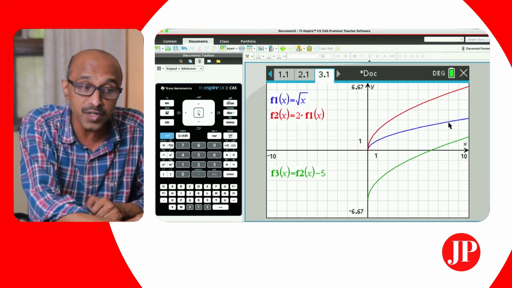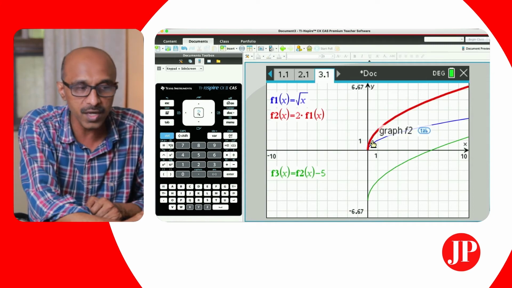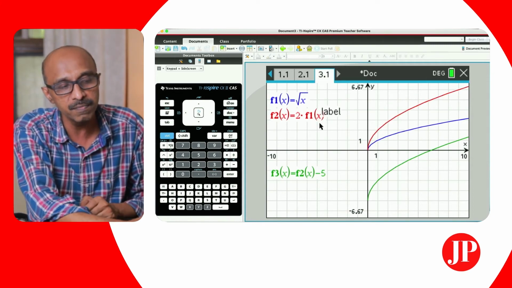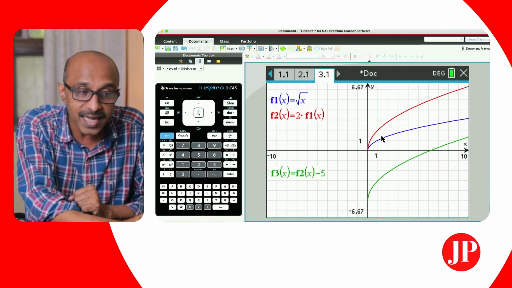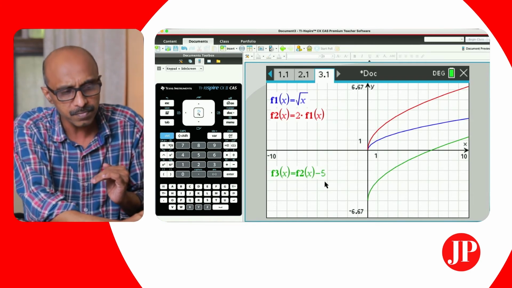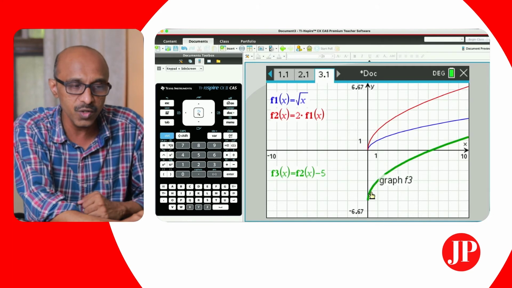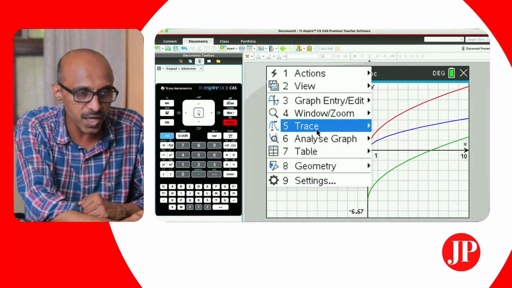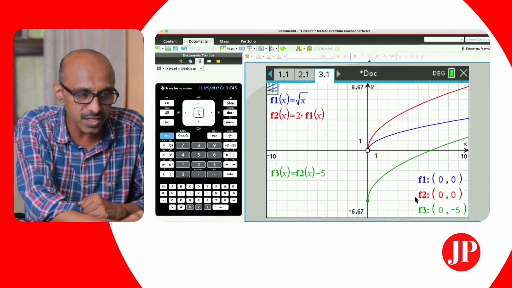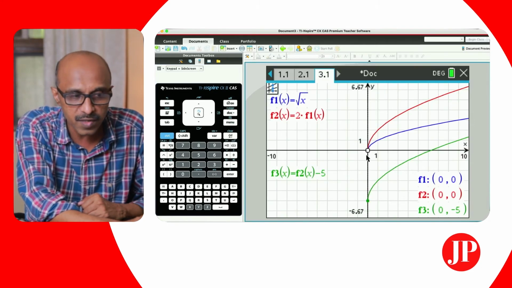So here's my original function. Blue is the original parent function. Okay, a stretch of factor 2 along the y-axis. Okay, all right, there you go, dilation there. And then it's come down by 5 units. All right, so let's get the coordinates quickly first. So here we go, trace and trace all. And we can see that the vertex that was 0, 0 here, and now it's come down to 0, -5.